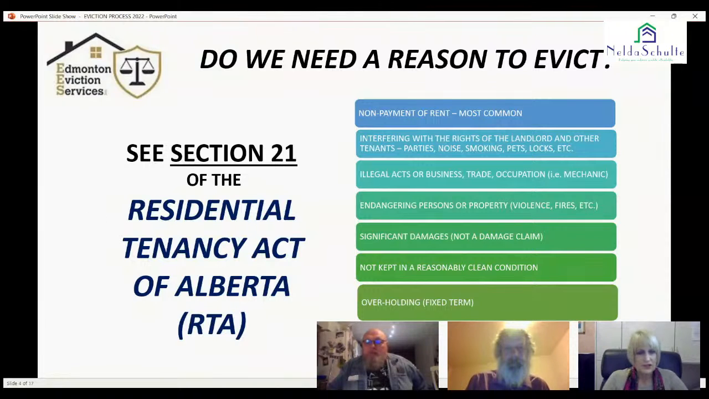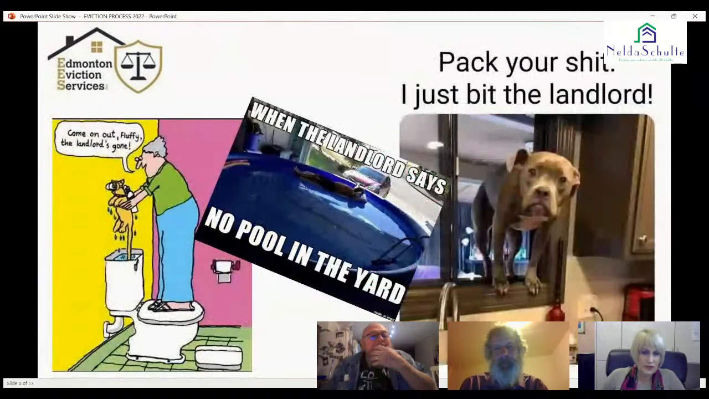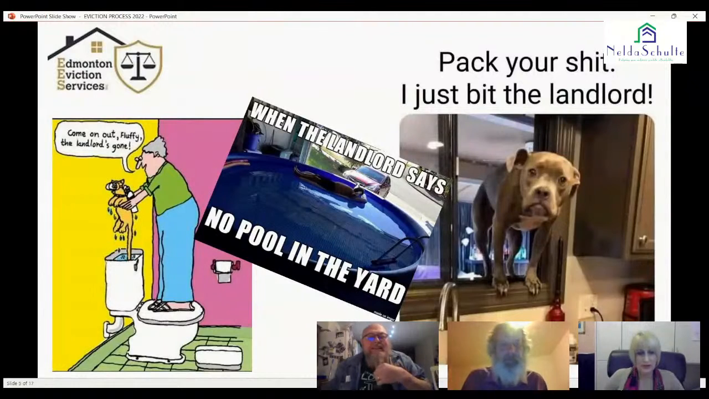So I just want to backtrack just a little bit. Can tenants contest an eviction for non-payment of rent? No, that's the only thing they can't contest. All the rest they can say, no, I didn't interfere, or it's in perfectly good condition. It's clean. I didn't do any damages, or I didn't really overhold. The lease is wrong, or something. But if you owe money, you can't contest that. So that's the one reason you can't contest if you're evicting a tenant for non-payment of rent.